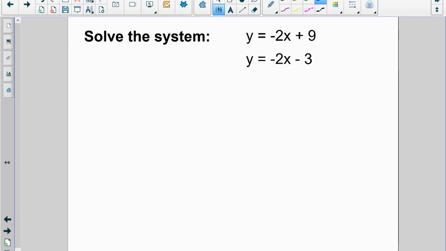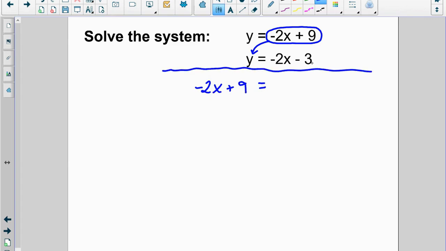Another way of looking at it is I'm going to take something that y is equal to, the negative 2x plus 9, and substitute it into the other equation for the y variable because that's what it's equal to. I'm going to replace the y on the left with negative 2x plus 9, and just bring down the right-hand side and set those two equal to each other.